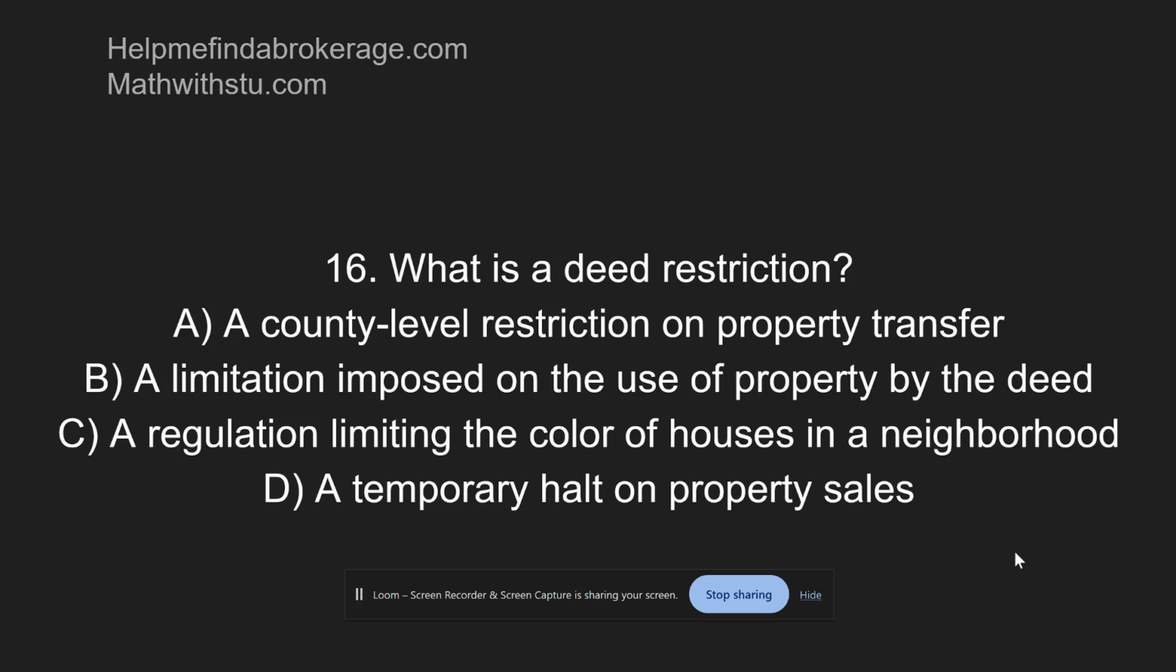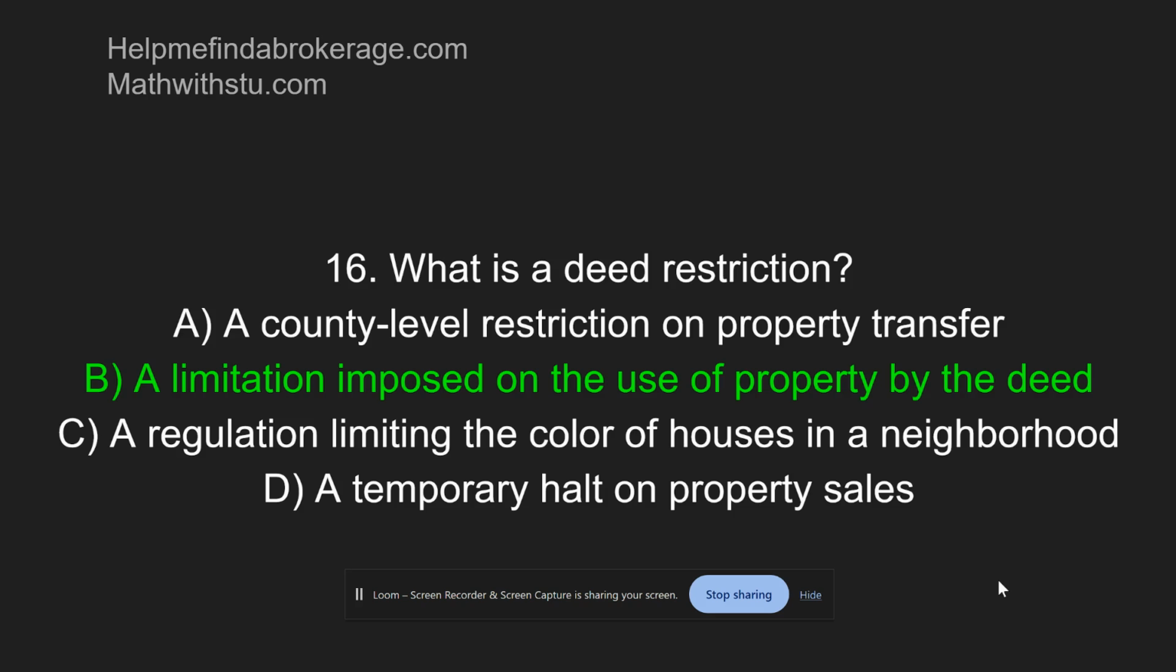It can't be followed. And prior to the Civil Rights Act, there were a lot of properties, especially in the South, where they would say that you can't sell to people of a certain race. There were some areas where they were saying, hey, you can't sell to people of a certain religion. And those are still on the properties because deed restrictions do not go away. However, right now they are not enforceable. You can't actually do that. So what is it? It is a limitation imposed on the use of the property by the deed.